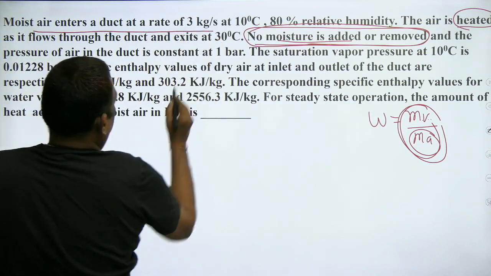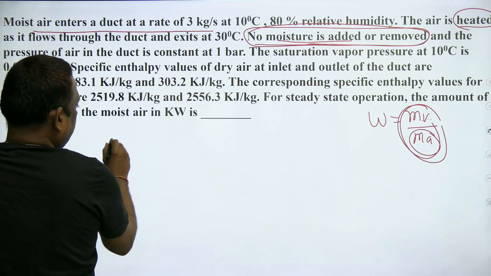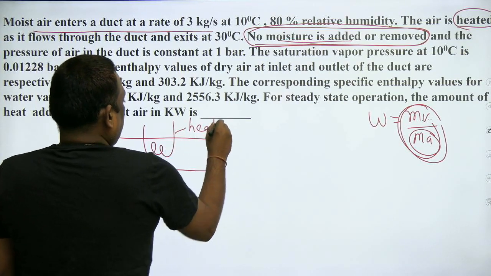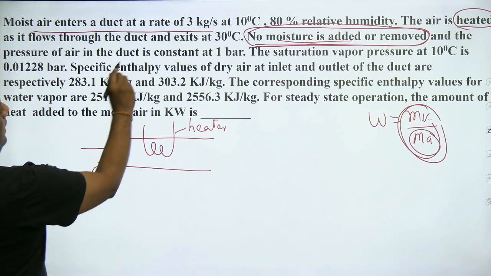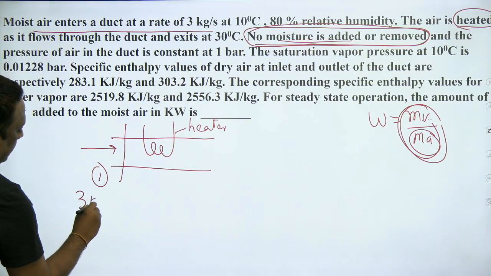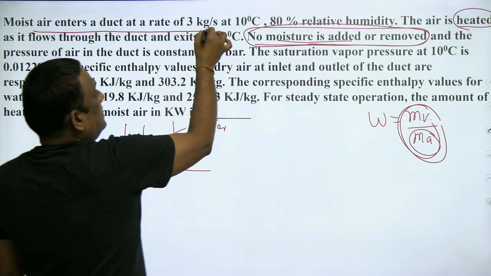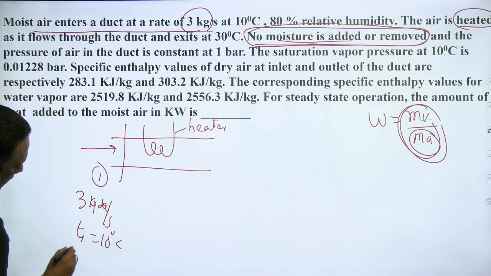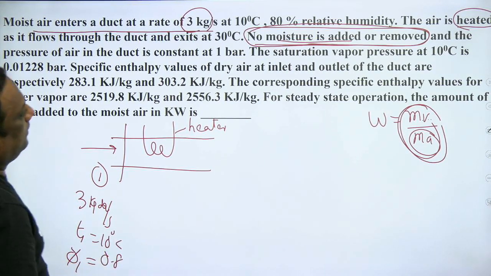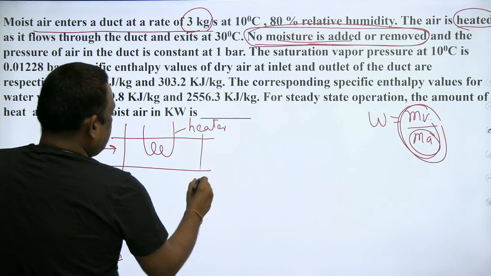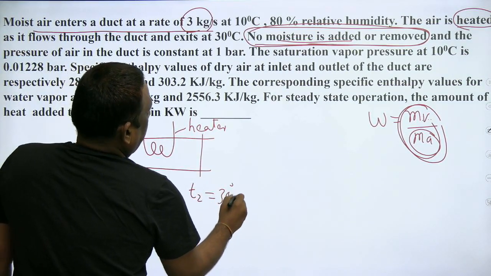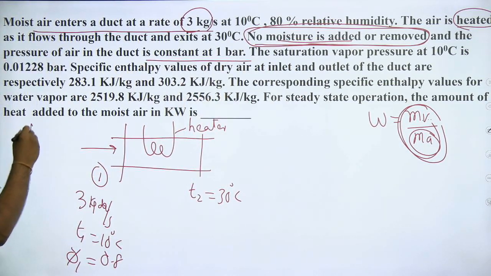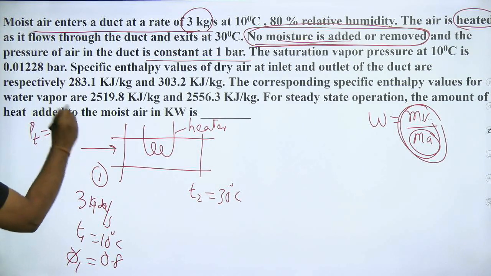Moisture enters the duct, okay, and there is a duct, and say this is the heater. Air is entering at 1, and at what rate is it entering? 3 kg. Actually, when nothing is given, it means kg of dry air per second. At what temperature is it entering? 10 degrees centigrade. And what is the relative humidity given? 0.8. And it is leaving at 30 degrees centigrade. No moisture is added. And the pressure is constant throughout. That is, the total atmospheric pressure is 1 bar, which is constant throughout.